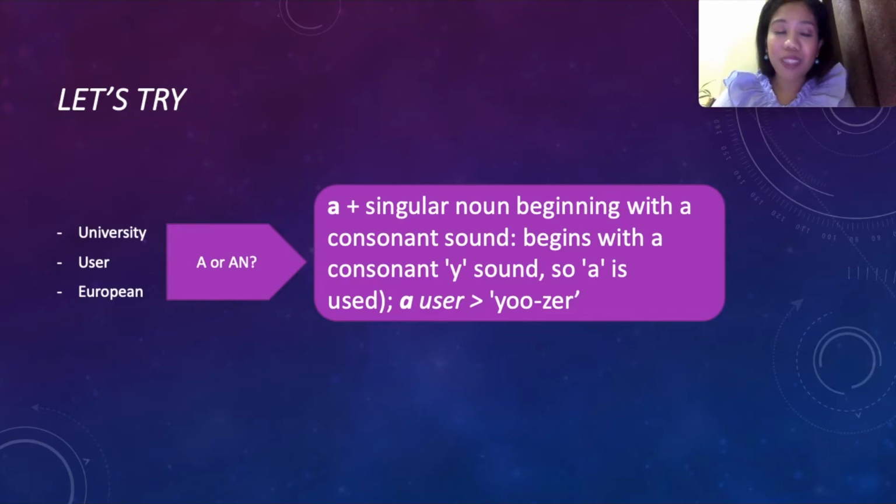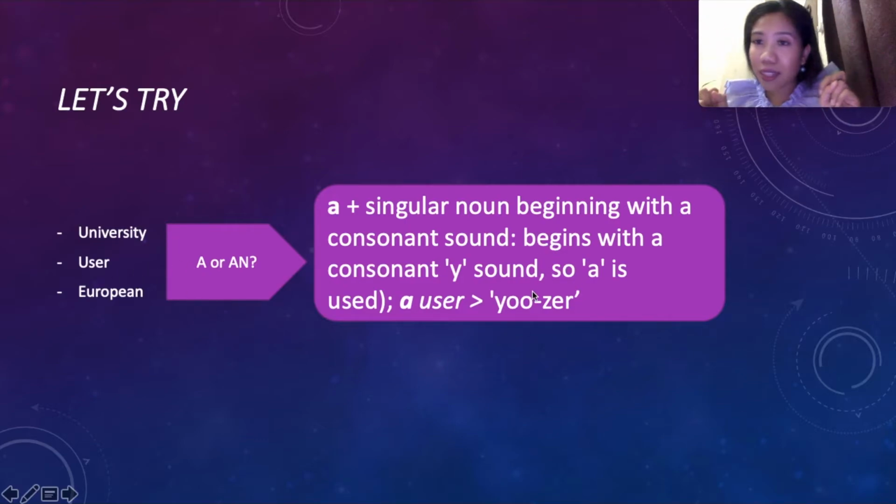Another example. So let's try. University, user, European. A plus singular noun beginning with a consonant sound, a Y sound. So a is used for a user. And also a will be used for a university because the beginning sound is a consonant sound, the Y sound. Okay? I hope you get that.